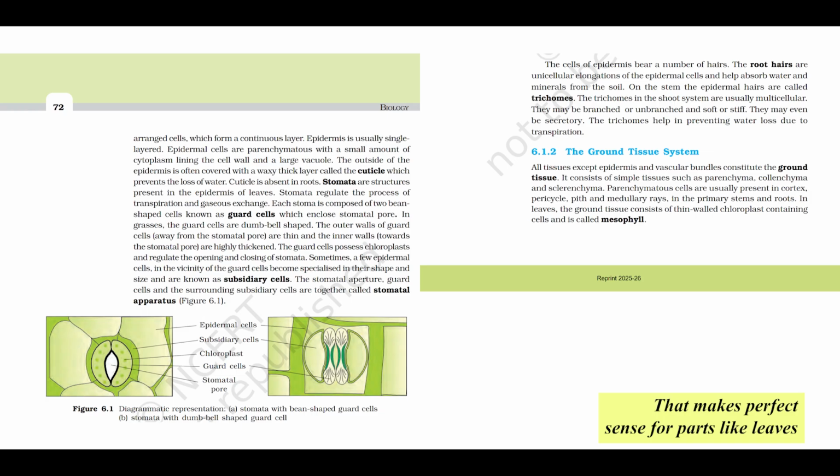That makes perfect sense for parts like leaves and stems, where water conservation is obviously key. But what about roots? Does the cuticle cover them too? It just seems a bit counterintuitive, if roots are meant for absorption, right?